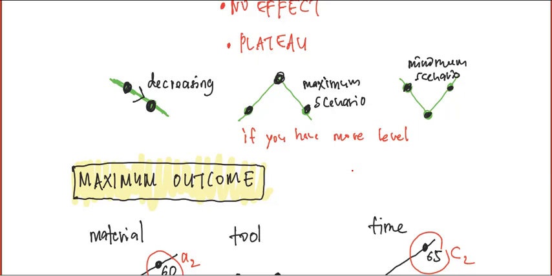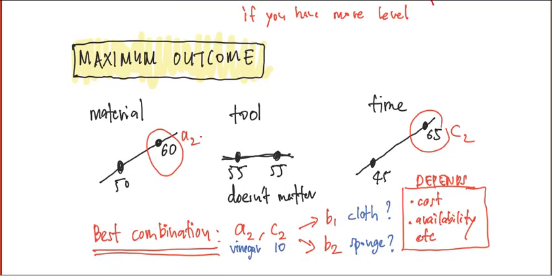In that case, we need to discuss more about this. For example, if we have a maximum scenario, then this is the best. When we have the minimum scenario, we can decide that this option is not good, and we can decide about the other two levels.